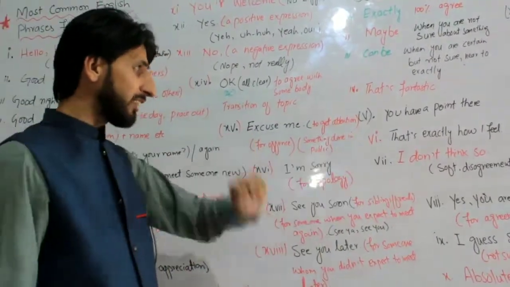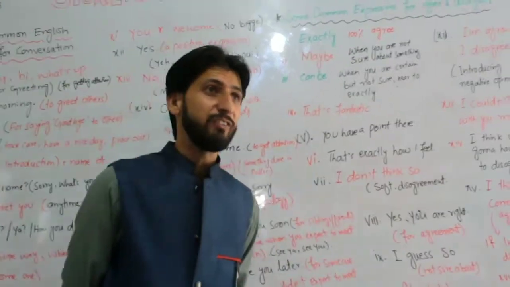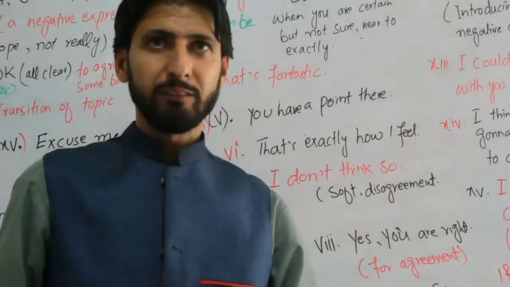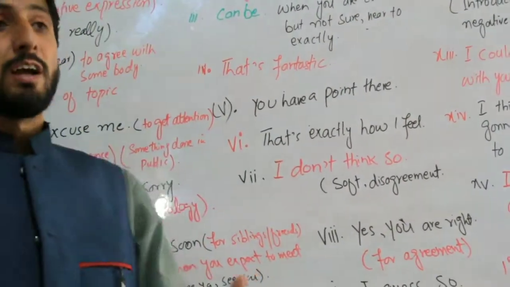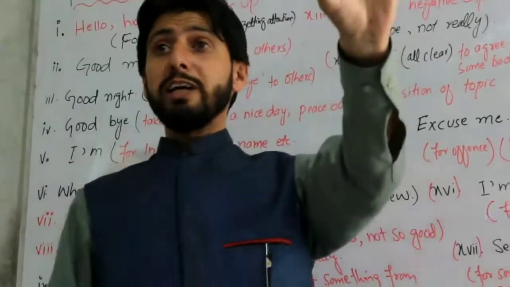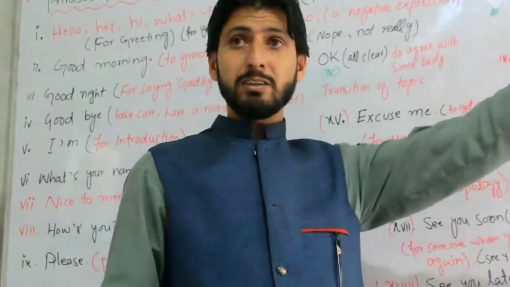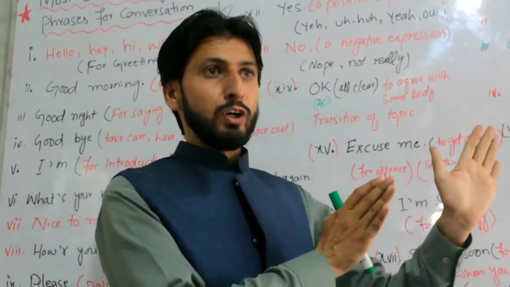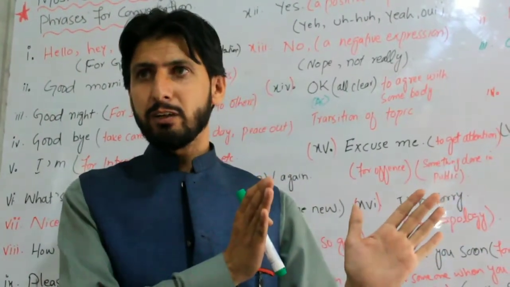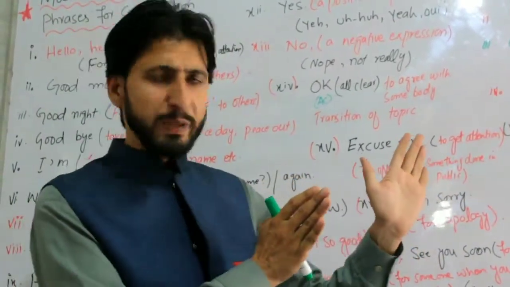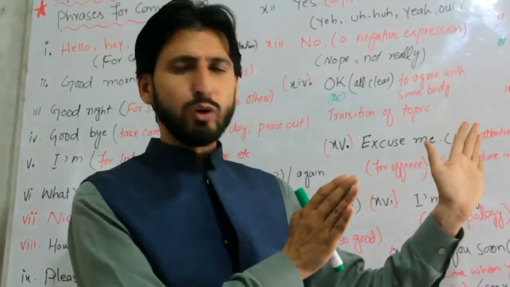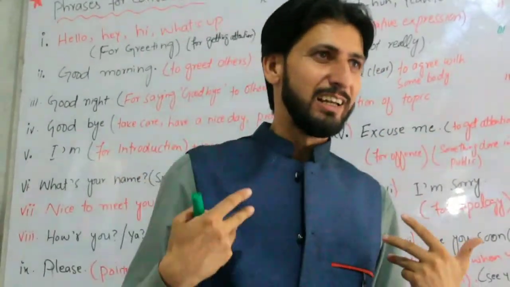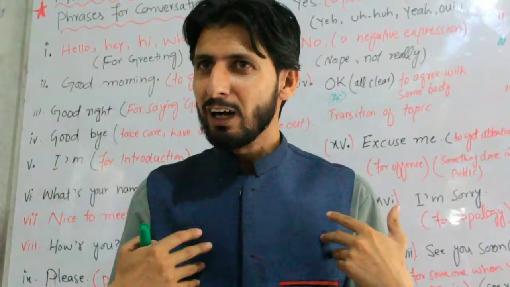So next one is, that's exactly how I feel. This expression is used when someone expresses your feeling, and you were going to express the same feeling, but he expressed the idea first. So your friend is saying, "Oh, what a beautiful weather it is. I think we should go out for a party." So you can say, "That's exactly how I feel."